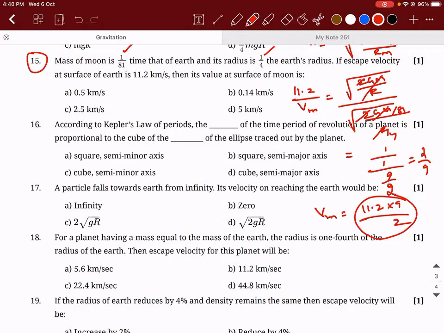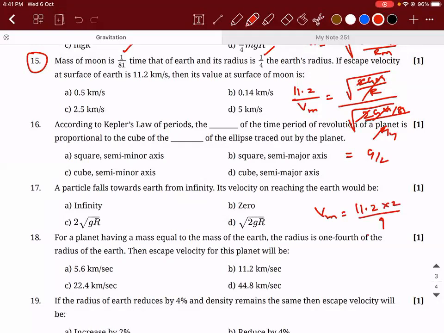So it will come 1 by 9 by 2, right? Yeah, that's what I'm thinking. See, 9 by 2 this side, correct? Yes, sir. 9 by 2. So it should become 11.2 into 2 divided by 9. Now check. It should be 2 point something. It should be 2.5 kilometer per second, if I'm not wrong. Yes, sir. Next.